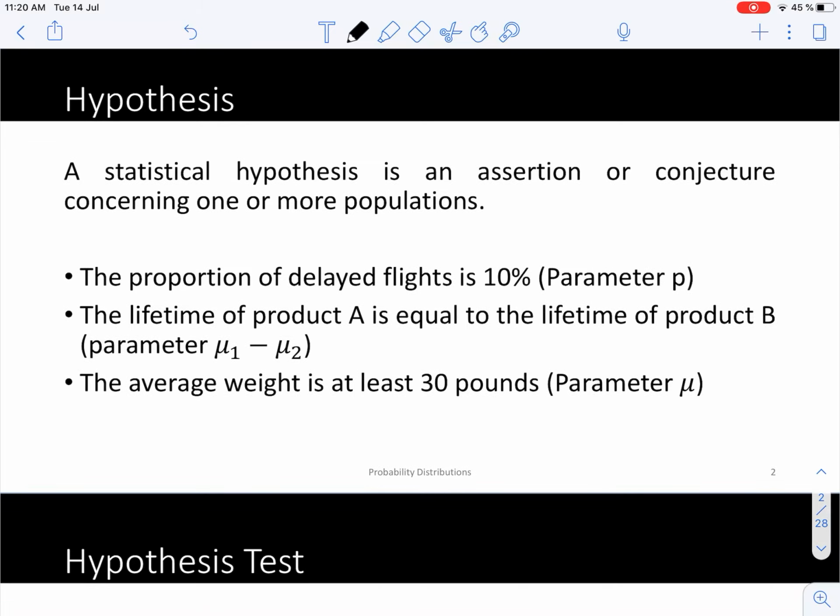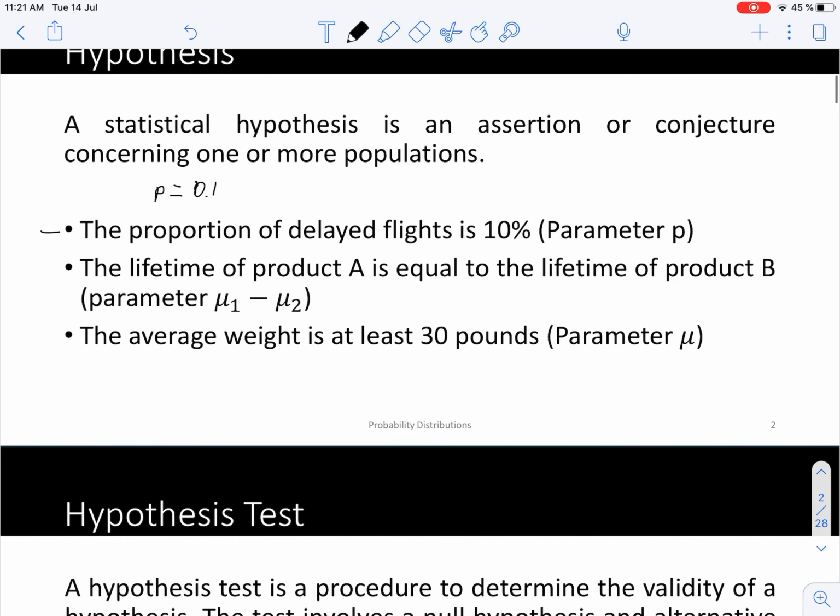So here are some examples of hypotheses. The proportion of delayed flights is 10%. So what we're saying here, or the hypothesis, is that P, the proportion parameter, is 0.1. A second example is the lifetime of a product A is equal to the lifetime of product B. So we're saying that the difference between them, mu A minus mu B to be more specific, is equal to 0, because we're saying that they are the same, right?